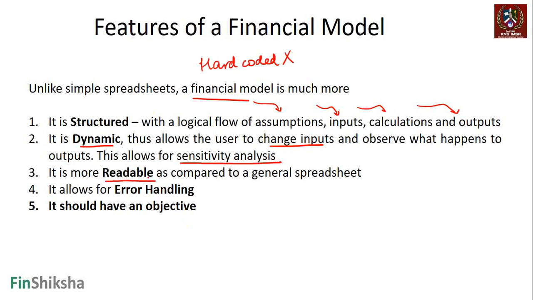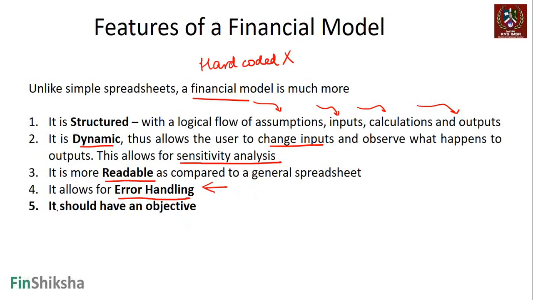It is more readable. So if I make a financial model and give it to you, you should be able to read it and understand what that model is, right? Simple spreadsheets don't do that. We just put in numbers and hope that others understand that. But in real life, a financial model should be readable. It should allow for error handling. So if someone inputs an incorrect number, it should tackle the error and represent the data in a proper way and not really show an error there.